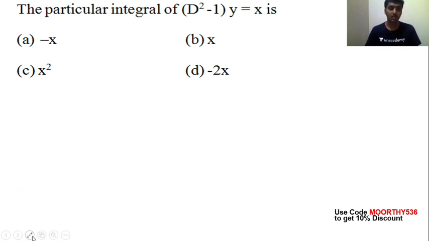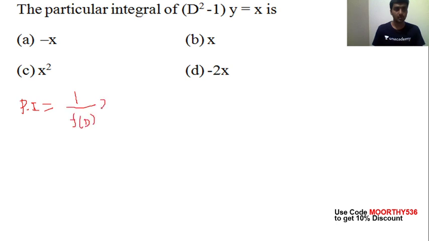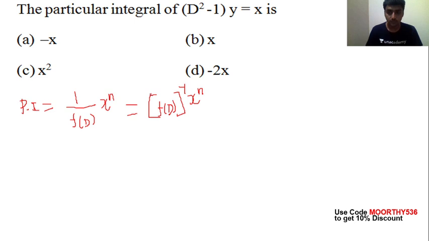Coming to the particular integral, we know that PI is equal to 1 divided by f of d into x power n. Then we have to take this f of d into the numerator, that is f of d the whole power minus 1 into x power n. This is the condition here. So as per this discussion, 1 divided by f of d is equal to d square minus 1 into x, where x power n is equal to x here.